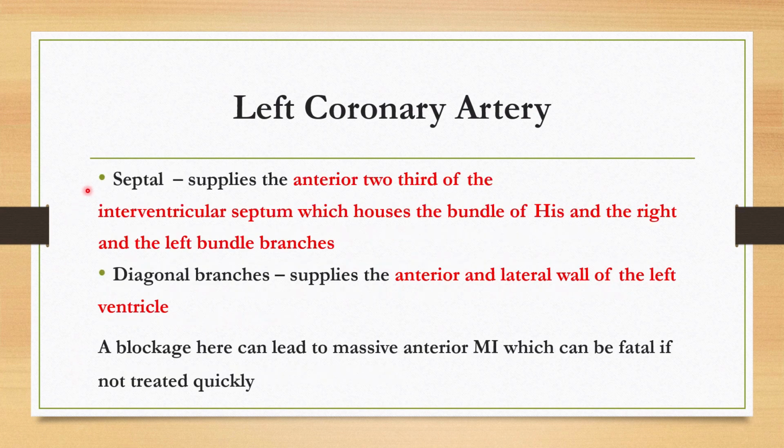The septal branch supplies the anterior two-thirds of the interventricular septum, which houses the bundle of His and the right and left bundle branches. The other branch is the diagonal branch, which supplies the anterior and lateral wall of the left ventricle. So a blockage here can lead to a massive anterior myocardial infarction, which can be fatal if not treated quickly.